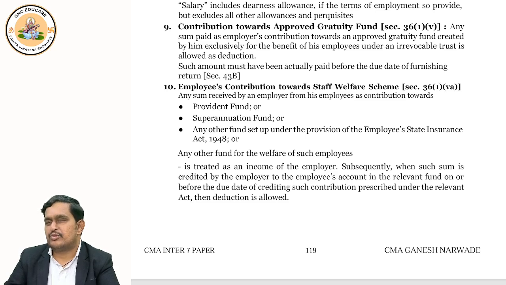If he contributes to a superannuation fund, he can claim deduction still. If he contributes to something called the New Pension Scheme, the employer will get deduction up to 14% of salary. If he contributes to provision for gratuity, yes, he can claim the deduction. This way you should be able to understand the topics. Now, let us go to the next topic.